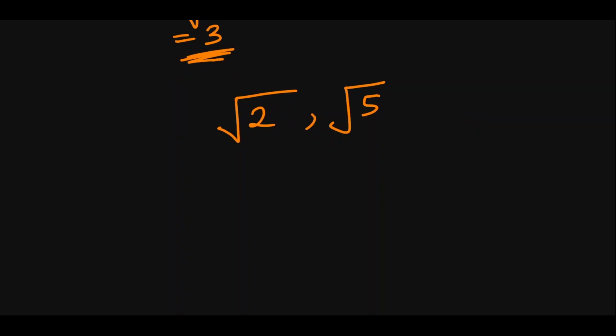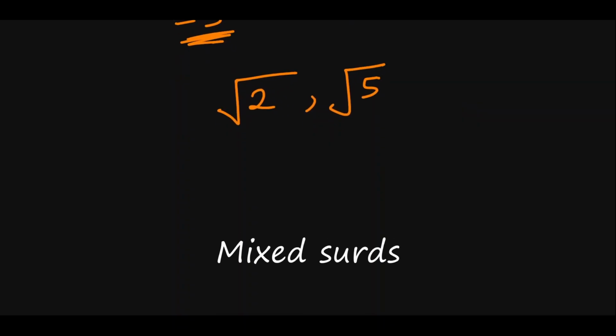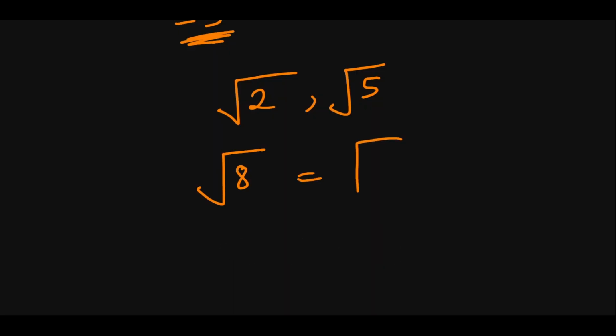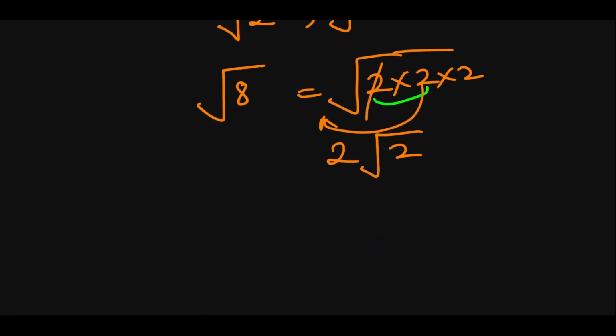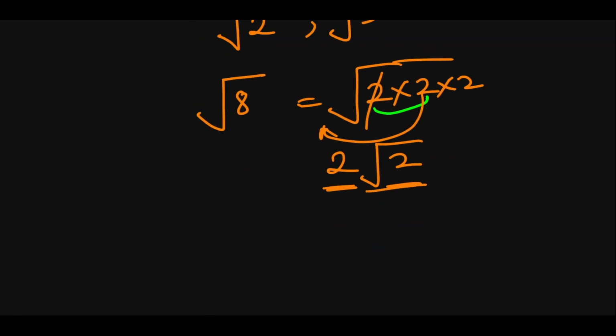Most times surds occur as what we call mixed surds, like we saw when we did root 8. Root 8 is the same thing as root 2 times 2 times 2. So if you take the pairing, these two, and then one of the twos will sacrifice, the other two comes out. So this gives us 2 root 2. So a mixed surd is a surd that is multiplying a whole number. That's what we mean by a mixed surd.